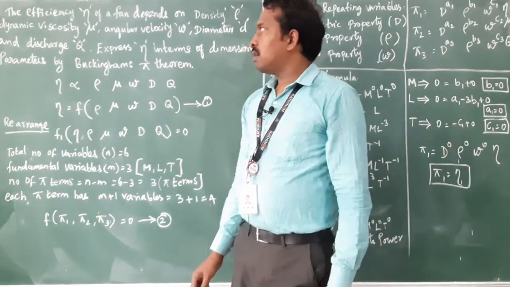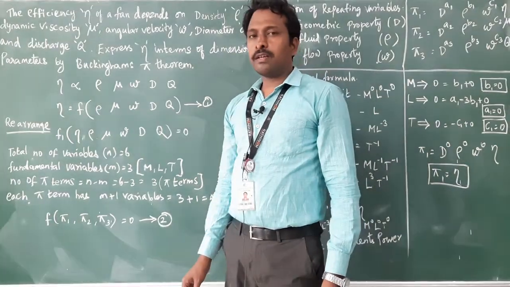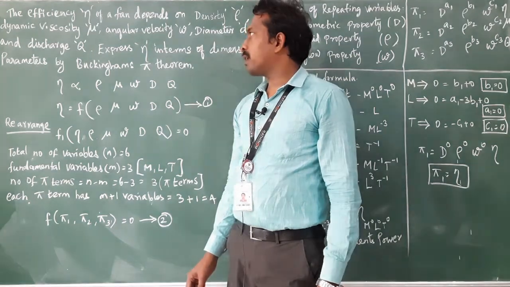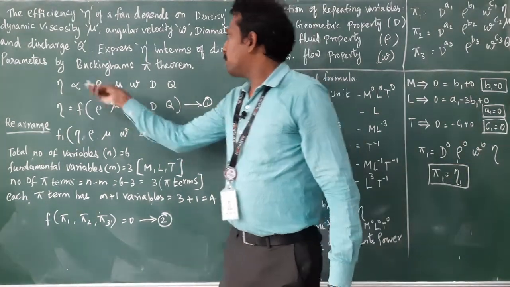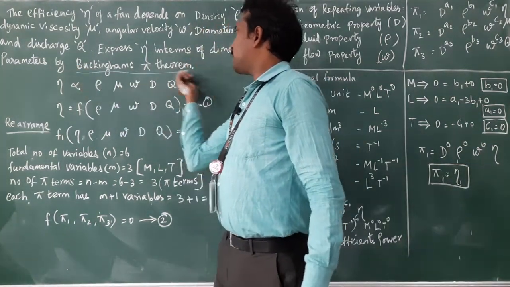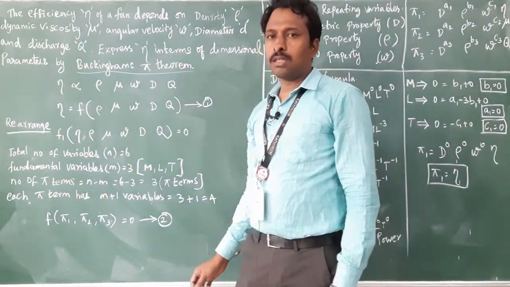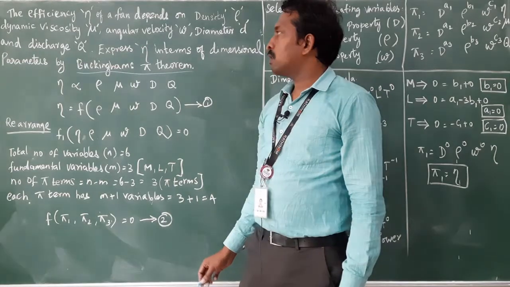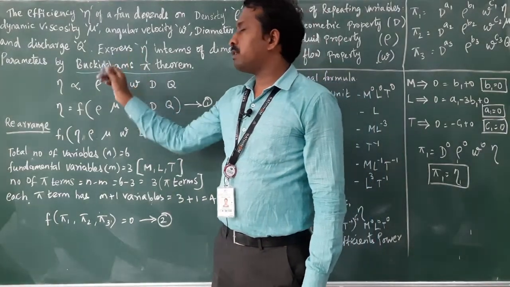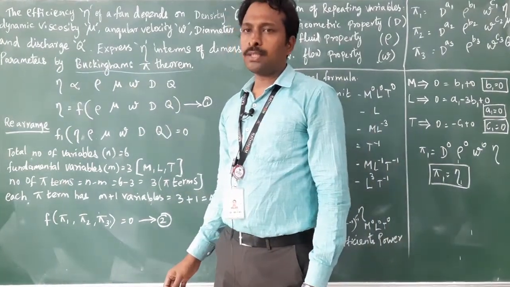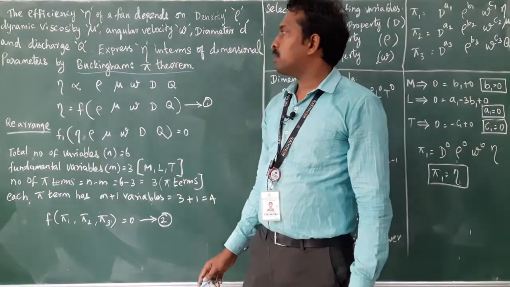Welcome all. Today we are going to derive the problem in dimensional analysis by using Buckingham's pi theorem. There are two methods, one is Rayleigh's method and another one is Buckingham's pi theorem. So in this derivation we are going to derive by using Buckingham's pi theorem.